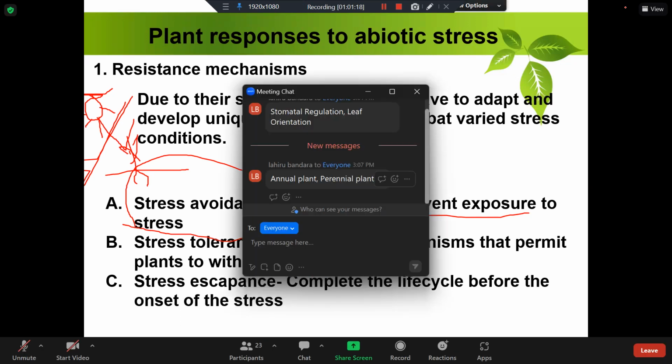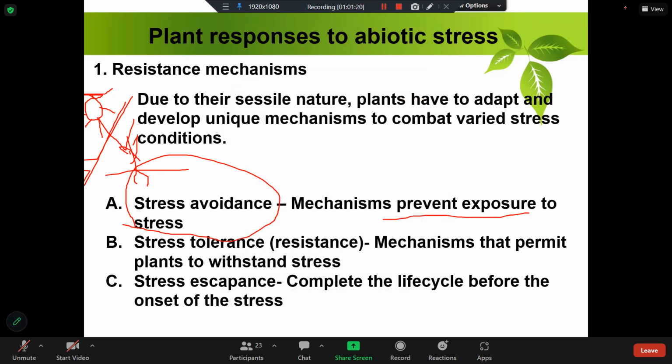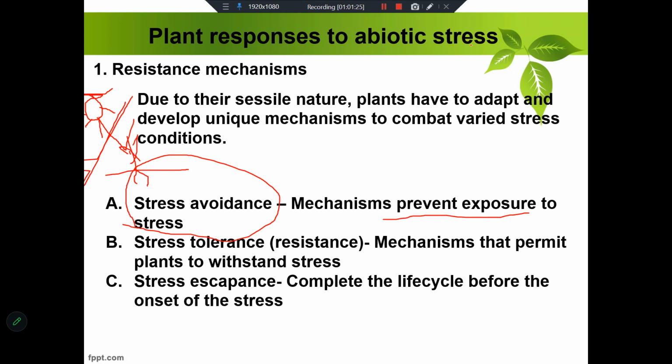If the plant is gone, then we cannot talk about tolerance. So what type of plant? Plants having a dormancy period in their life cycle. Yes, very good. Annual plants, perennial plants. Most of them are annual plants actually.